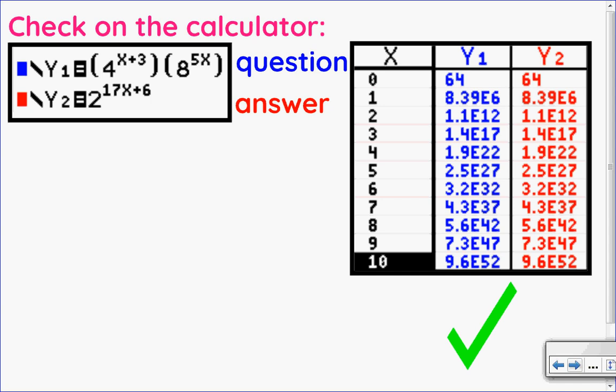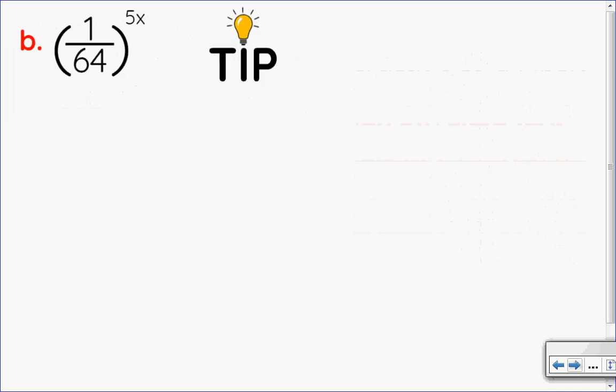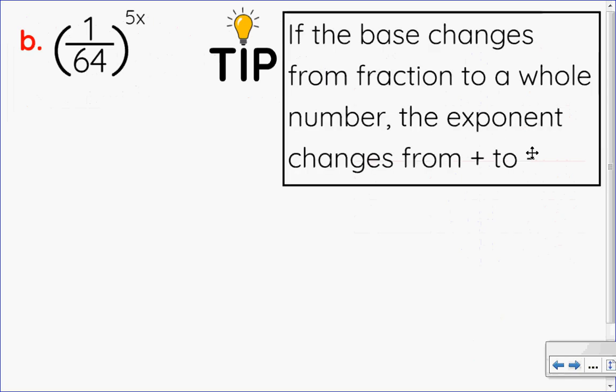Let's try another one. In this next example, I have 1 over 64 to the 5x. I want to write that as the smallest whole number base. My tip for you here is that if you want to change a base from a fraction to a whole number, the exponent will go from positive to negative. For example, 1 over 64, I can rewrite as 64, a whole number, but then my exponent would be negative. So I'll have 64 to the negative 1 raised to the 5x, which is 64 to the negative 1 times 5x, or negative 5x.